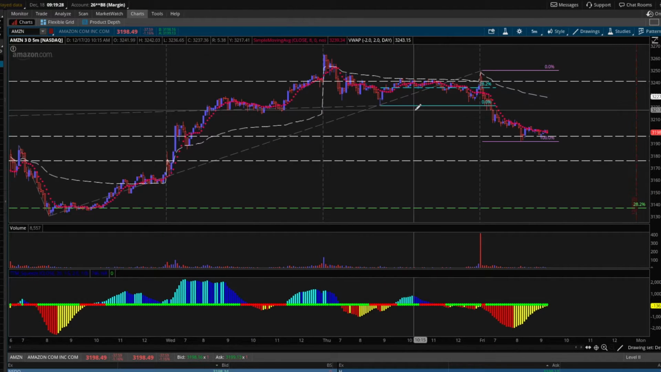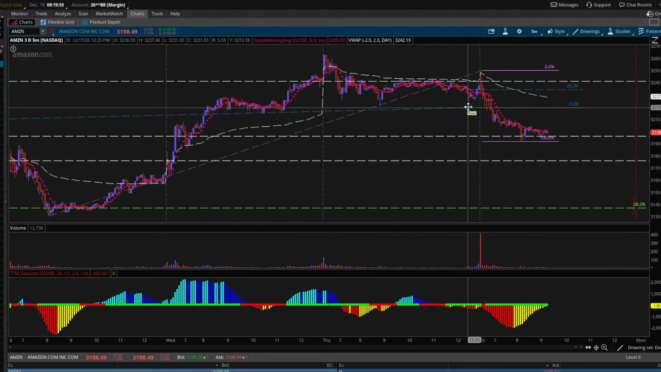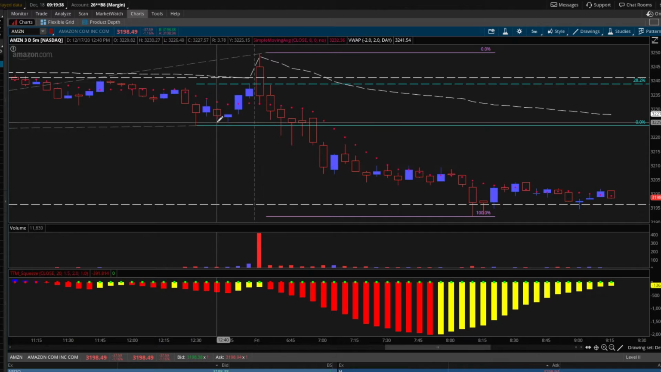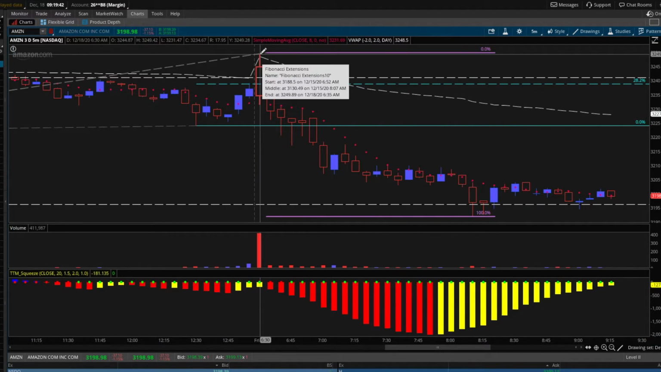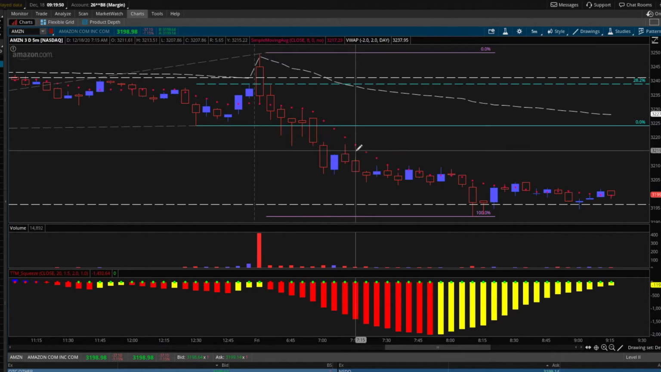And you could see if we moved it again off of here, we push up but close below, and when we push up, we don't close above this 28.2, and again the VWAP is rejecting price action along with the 8-day moving average.